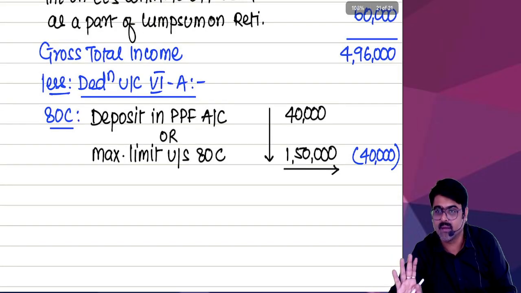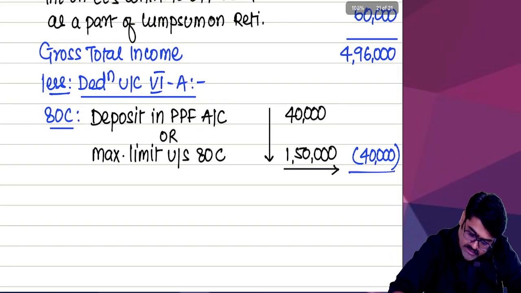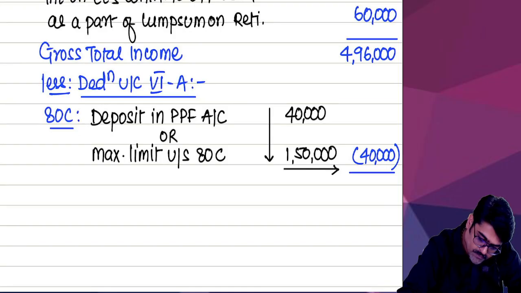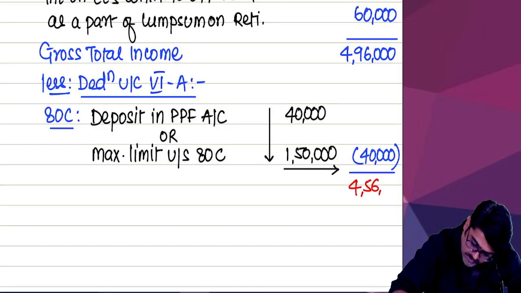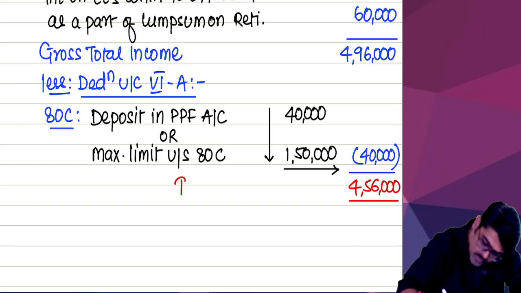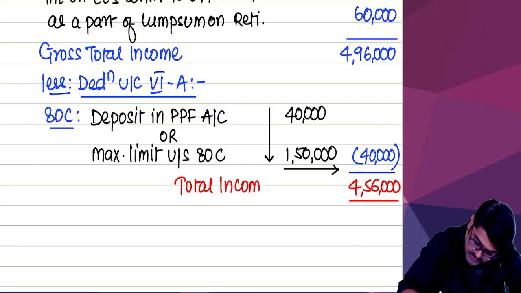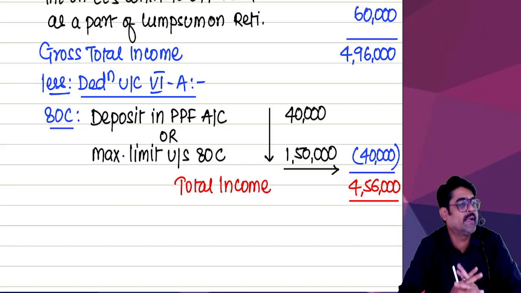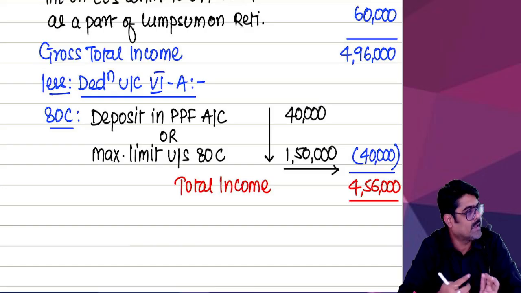Understanding what is happening? Okay, 496 minus 40 will give you 4,56,000. What is this 4,56,000? This is your total income. And on that amount only you are supposed to calculate the tax. Can you calculate the tax on this? Calculate.